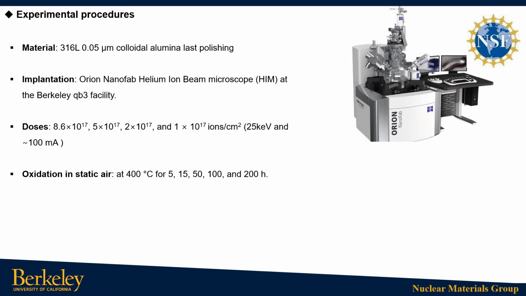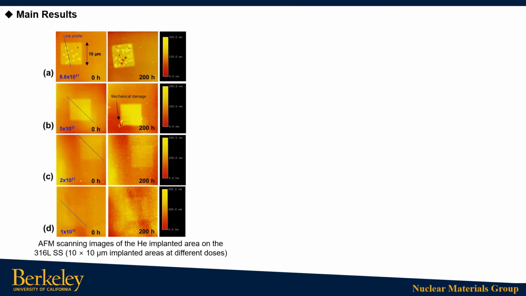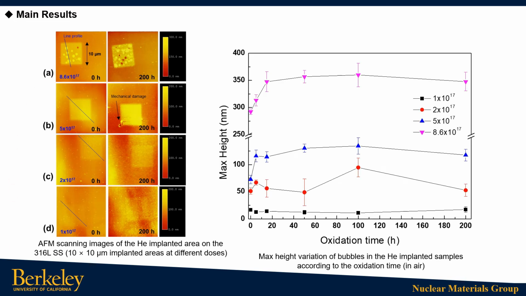Samples were removed from the furnace at exposure intervals to measure the variation of surface morphologies. Surface analysis was performed using AFM, SEM, TEM, and EDS. These are AFM images of the helium implanted area according to the helium doses. The height change was measured along the black line in these images. As the oxidation time increased, the swelling heights increased and finally saturated after about 15 hours.